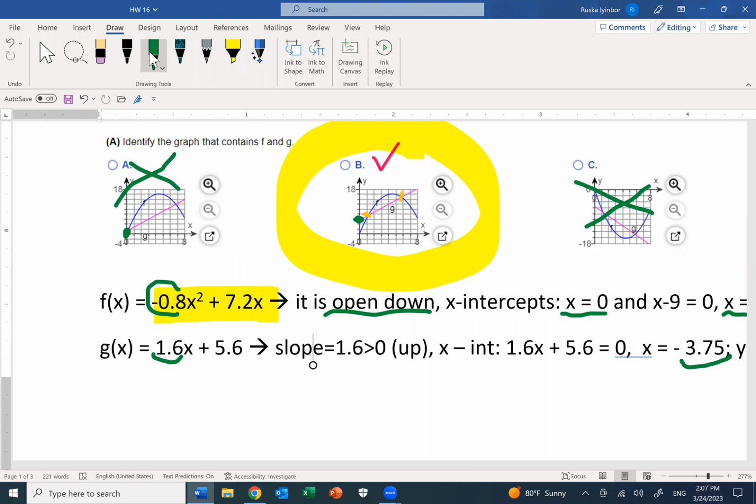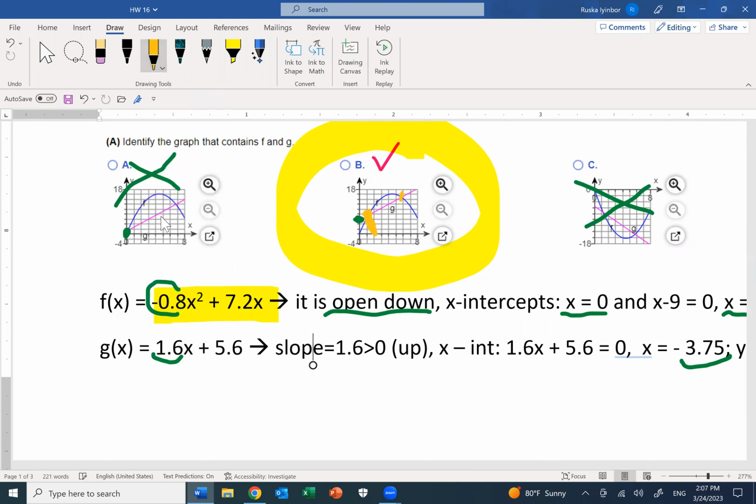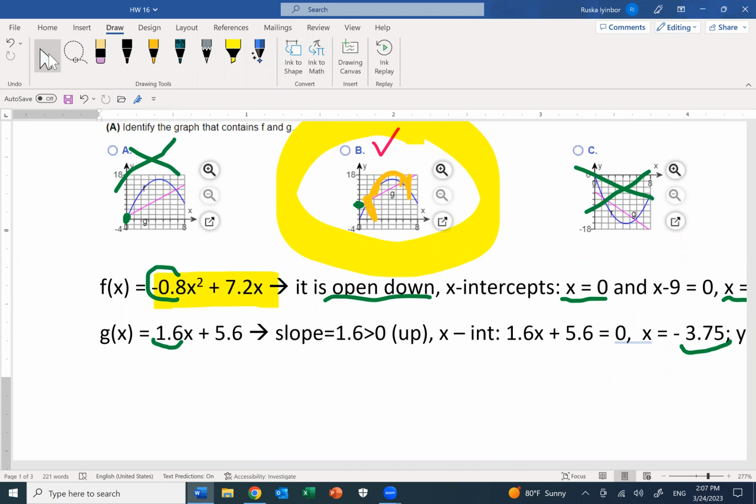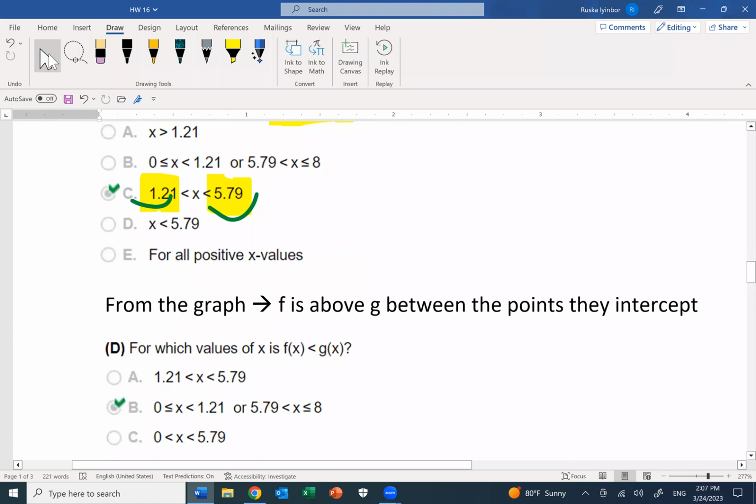So the blue graph is above the pink graph from this point to this point, exactly the intercepts, and between those 2 points, the graph F is above G. So that's why you have between the two intercepts of the graphs. So that's why you pick C.